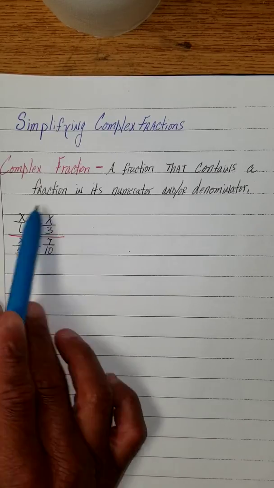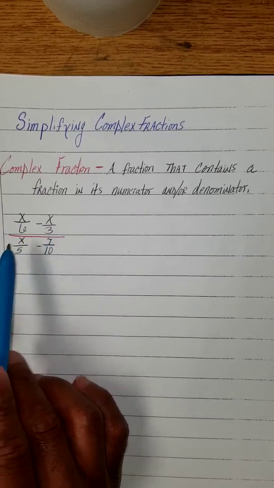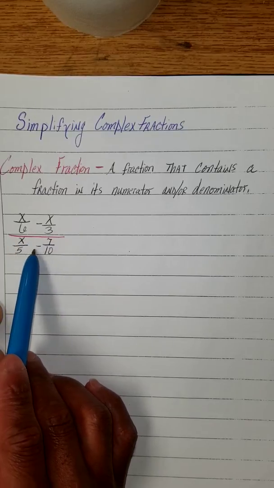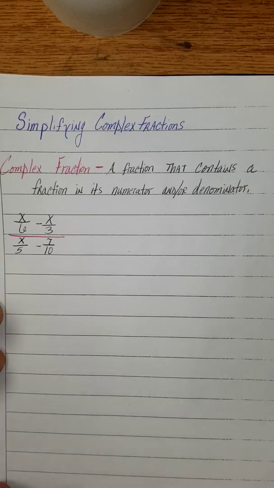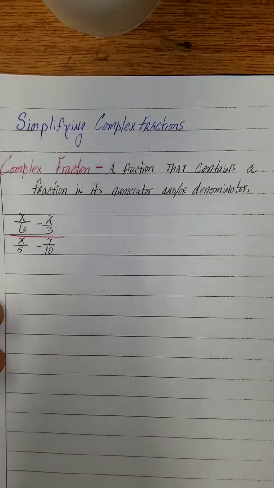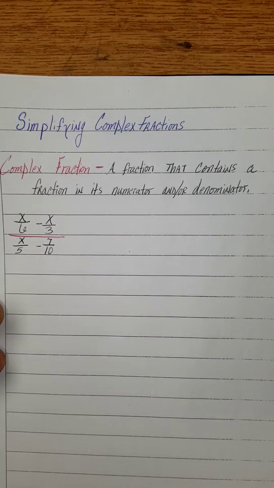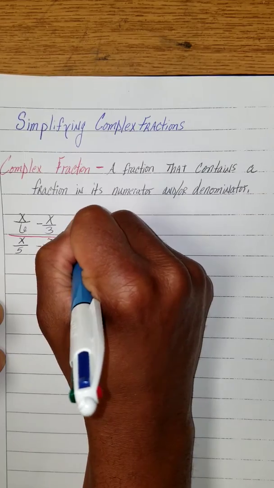In the example that I have for you guys today, in my numerator I have x over 6 minus x over 3, all divided by x over 5 minus 7 over 10. I'm going to try to write a little smaller than normal to preserve space. Like I've stated in a previous video, if you do not know how to add or subtract rational functions, then you might want to go and look at that first because it's kind of a prerequisite. It's necessary in order to understand simplifying complex fractions. Needless to say, I'm going to assume that you know how to do that, and we're going to take off from there. So here we go.